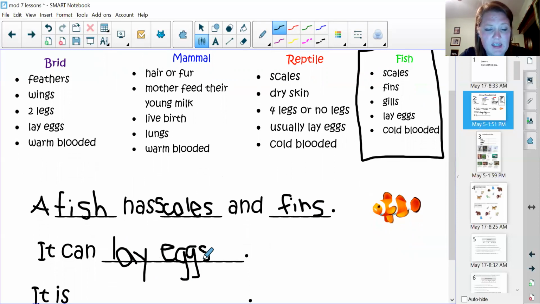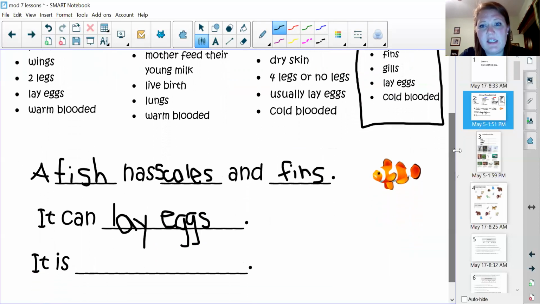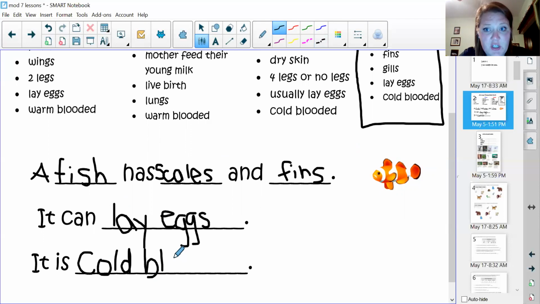It can lay eggs. It is blank. What can we say about it? It is cold-blooded. So right here, I can answer these sentences. I can fill in these blanks just by looking at this data that was collected about fish. That's what we're going to be doing today, answering questions about data that has been collected.